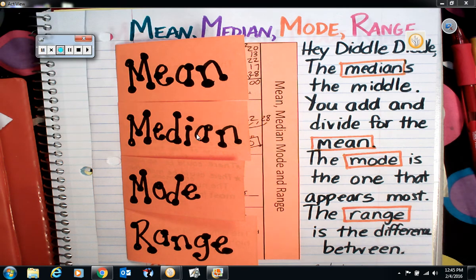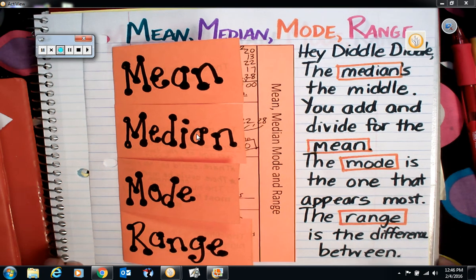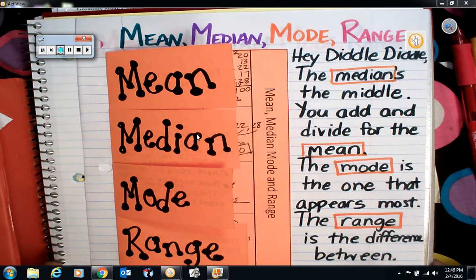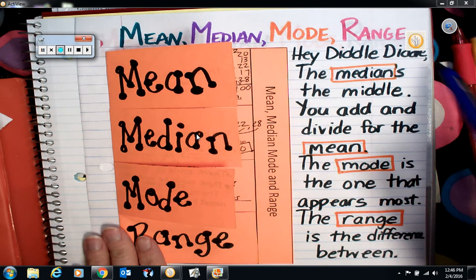Today we'll be looking at the mean, median, mode, and range. These are all measures of central tendency, which means that these are all measures that we can use to summarize data. It's a little bit hard to remember which one is which sometimes, so I like to use a little rhyme to help us remember. I have the rhyme written out here to the side if you want to follow along.